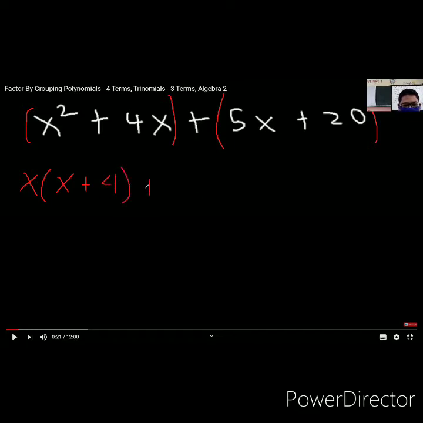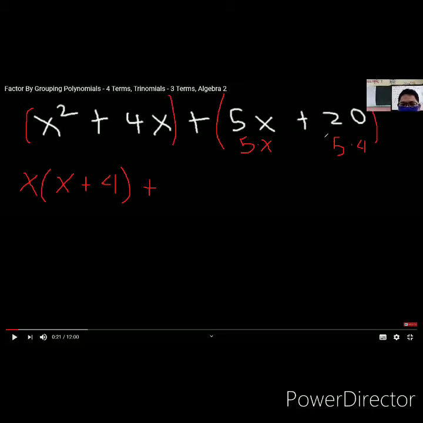Next, you have to factor this other group. So we have 5x plus 20. And the greatest common factor here is obviously 5. So we can determine 5 here, as 5 times x. On the other side, we have 5 times 4. Okay, therefore our greatest common factor is 5.